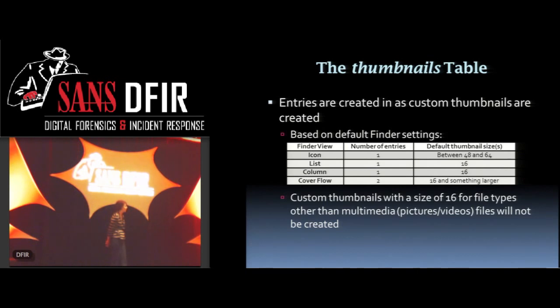I took some test data and I said, okay, so what's putting stuff in this thumbnails database? And here's kind of the results. When you're in Finder, if your Finder view is an icon view, you're going to have one entry, and your thumbnail size is going to be between 48 and 64.